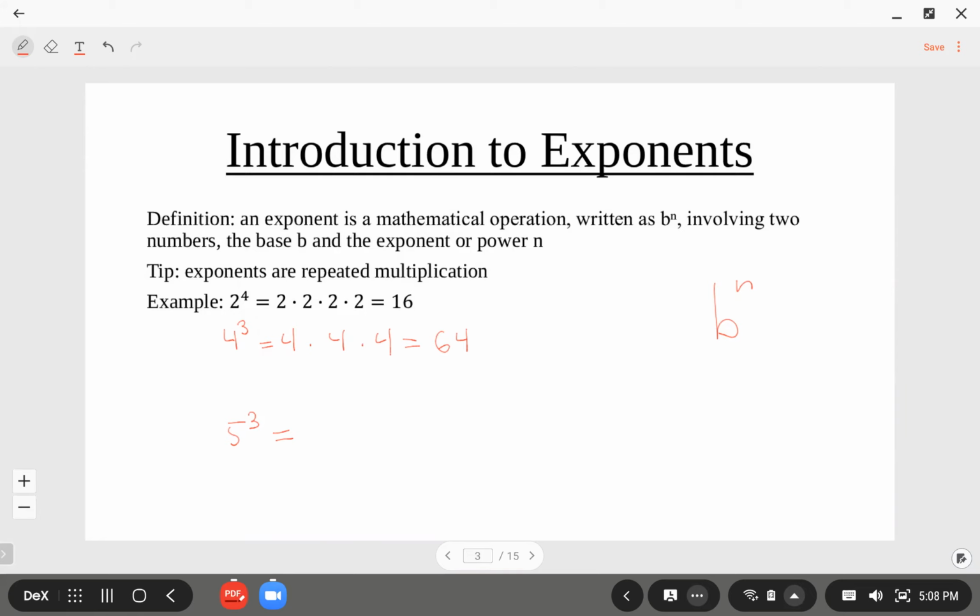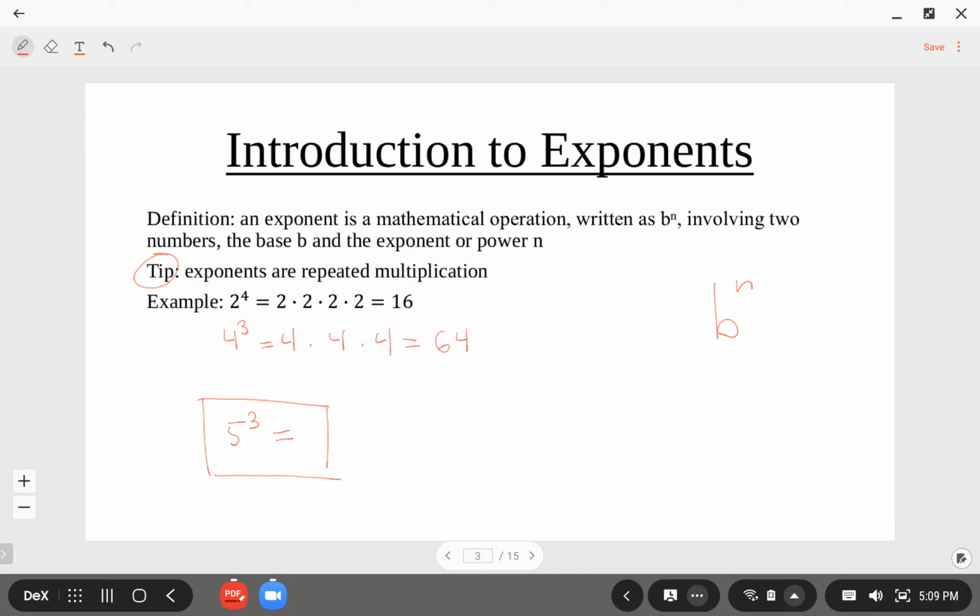And if anybody wants to take notes on this definition and this tip right here, this tip is very important. It's going to be very helpful. Exponents are repeated multiplication. And you might also want to copy down an example like 4 to the third, and also show these steps so you can clearly recall what exponents are. But for now, those who are not taking notes, please solve this warm-up question right here.